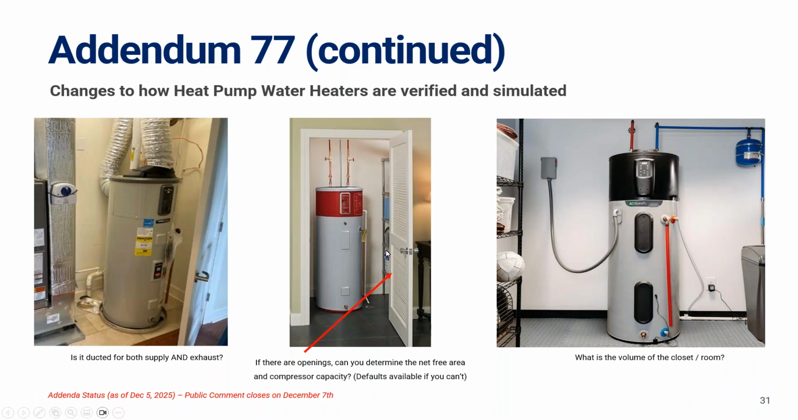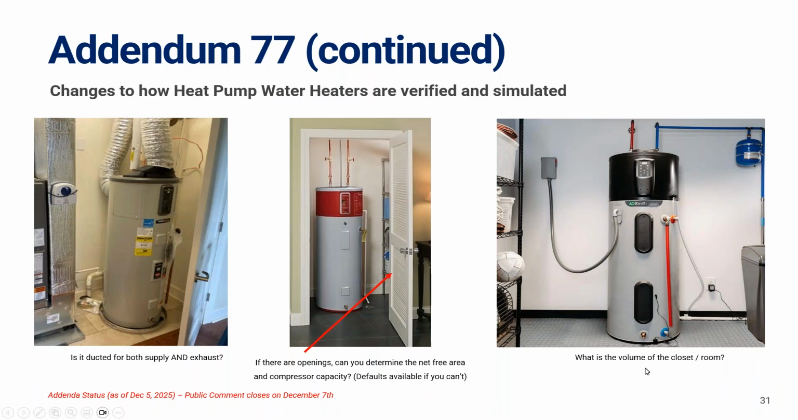A more common one is this one in the middle, where it's in a closet, and they're trying to make sure it has access to conditioned air by having a louvered door. So in this scenario, you want to measure the dimensions of the room that it's in, as well as how much net-free area, it's called net-free area, of that louvered door. And this is the situation where you'd also need to look at the cut sheet for that heat pump water heater and see how big the compressor is. Now, again, there are defaults available if it's not easy to determine.